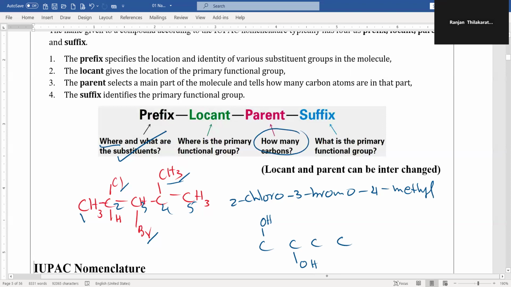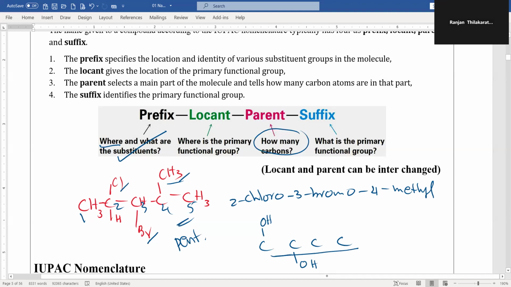If you write the name of this one, we write it as but. Why? This contains 4 carbons. If you write down the name of this particular compound, then we call it pent. Why? It contains 5 carbon atoms. That is the parent.